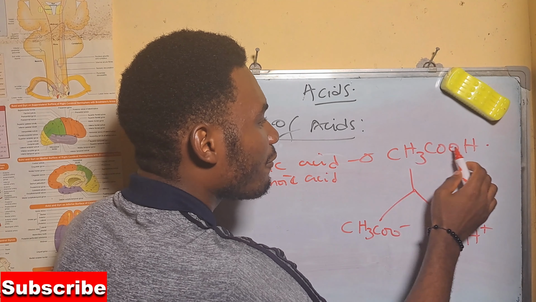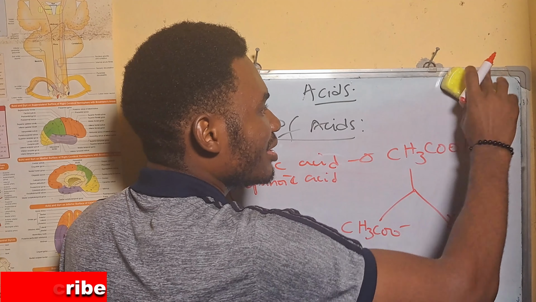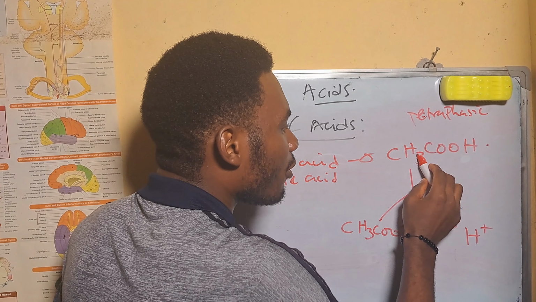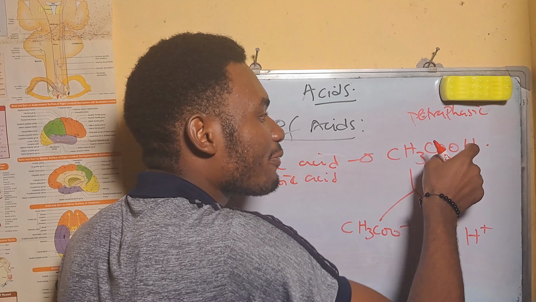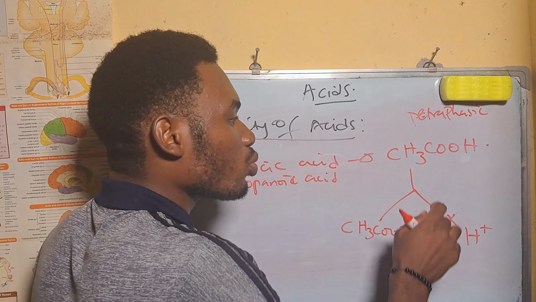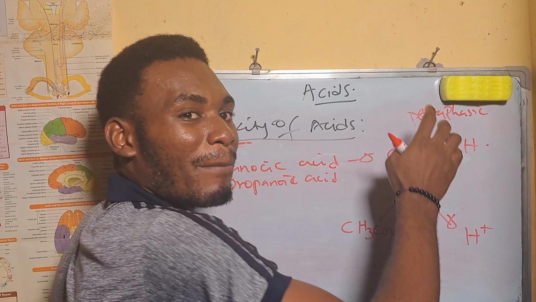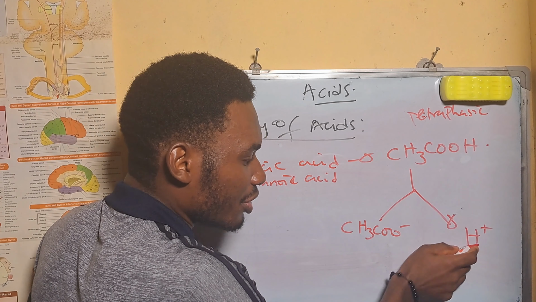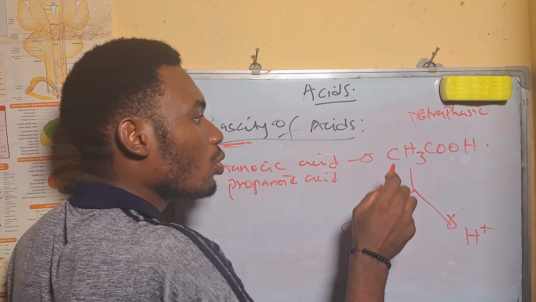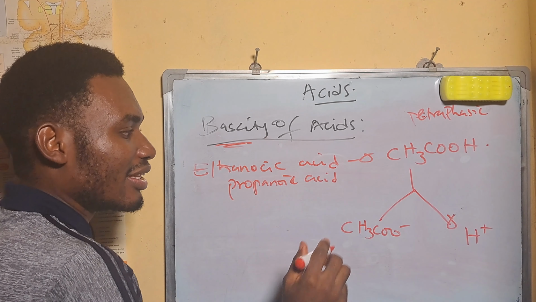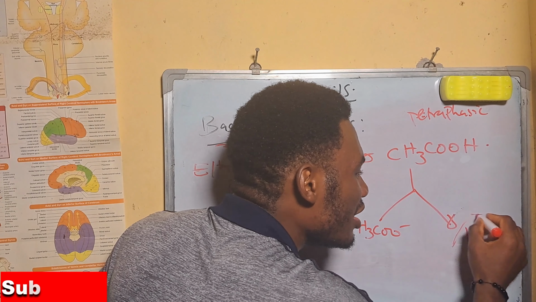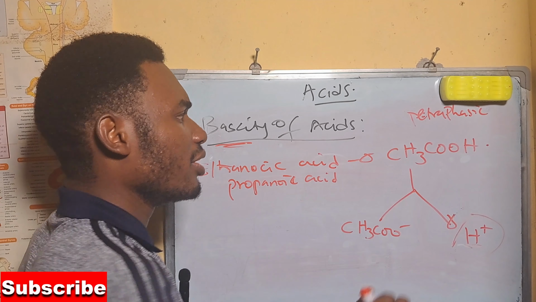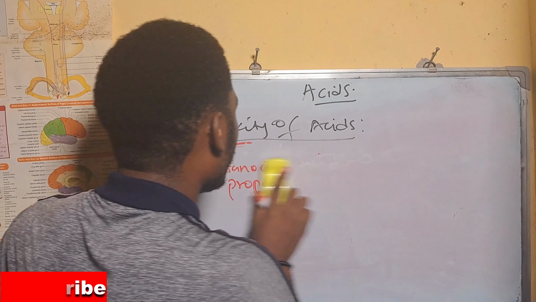Because it has four hydrogen atoms here, that doesn't mean that it is tetrabasic. It doesn't mean that it has 4 replaceable hydrogen ions, because once it ionizes, it ionizes partially in water. So this is the ionization: 1 hydrogen ion here, and this is now the anion. So ethanoic acid is monobasic because it has only 1 replaceable hydrogen atom. Are you following? Yes. So that's all for basicity of acids.